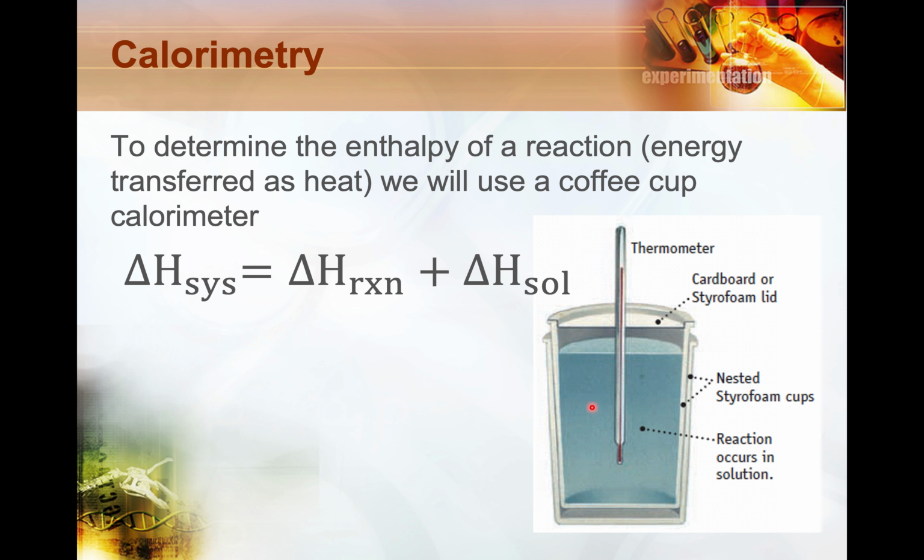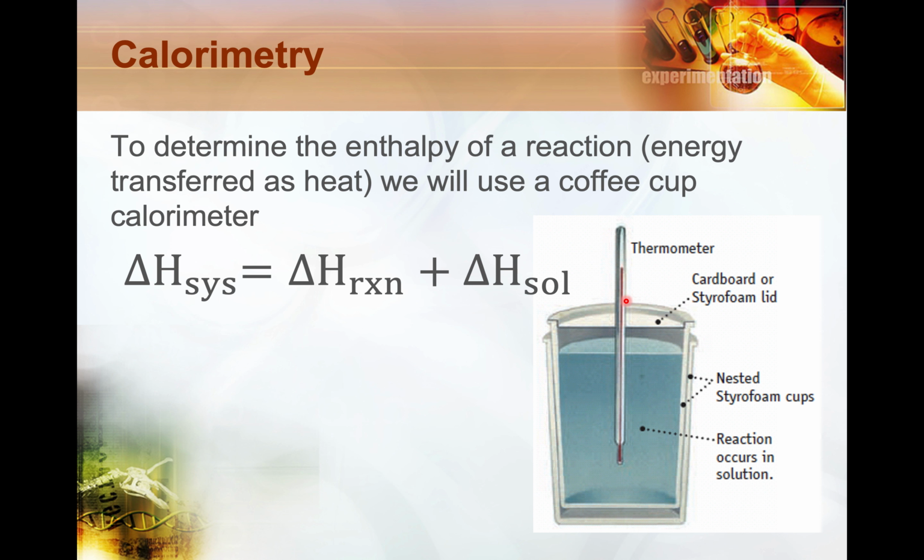In this aqueous solution, the reaction occurs, and there's simply a thermometer that reads. You won't have a real thermometer. You'll actually have a probe that can monitor the temperature a little bit more accurately than you could with the thermometer that's shown here. But the setup is basically this. You have your reaction inside of a styrofoam cup, and then there's another vessel to help keep the heat in, and all you're doing is measuring the temperature change.